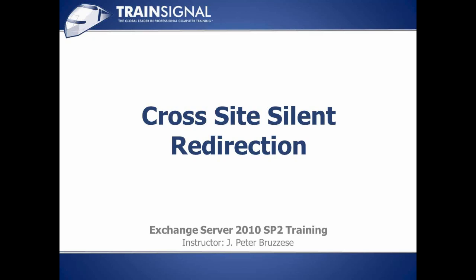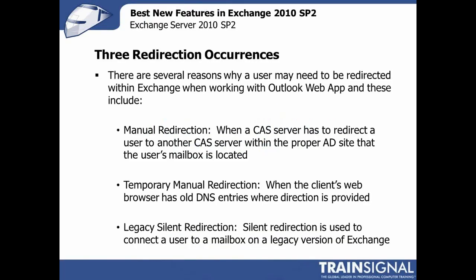Okay, let's talk a little bit about cross-site silent redirection. There are several reasons why a user may be redirected within Exchange when working with Outlook Web App. It happens all the time actually. There's manual redirection. That's where a client access server has to redirect a user to another client access server within the proper Active Directory site that the user's mailbox is located. So that happens for any number of different reasons.